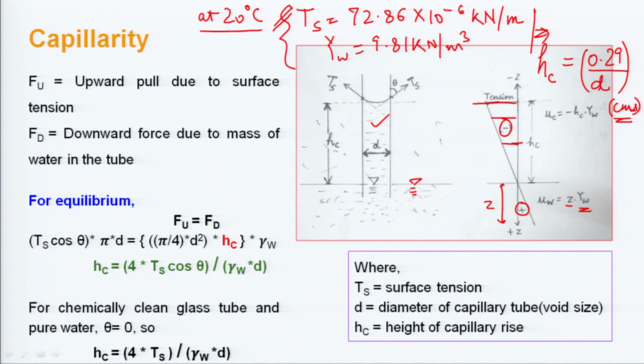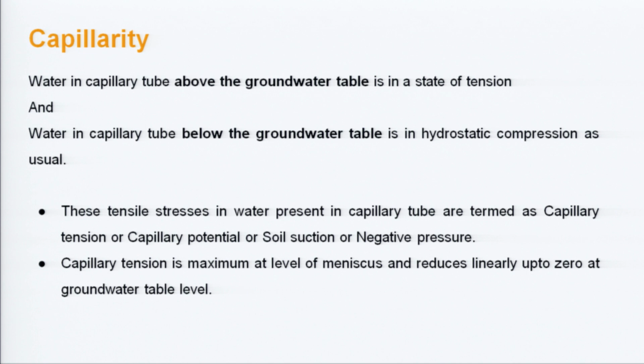So, here the water is in tension, and below the groundwater table there is no need to hold the water. The water is acting under its own weight, that is Z into gamma W. So, water in the capillary tube above the groundwater table is in a state of tension, as I told you, and the convention here is that compression will be taken as positive and tension will be taken as negative, and water in the capillary tube below the groundwater table is in hydrostatic compression as usual.